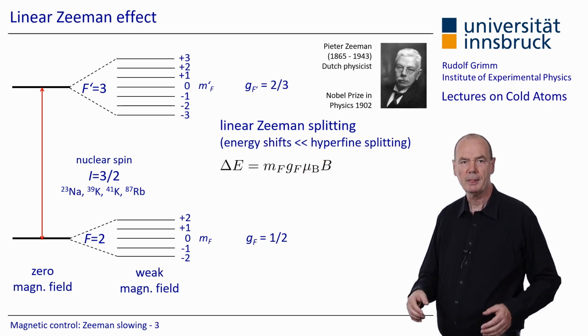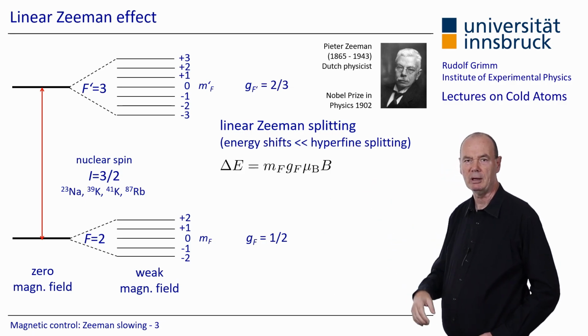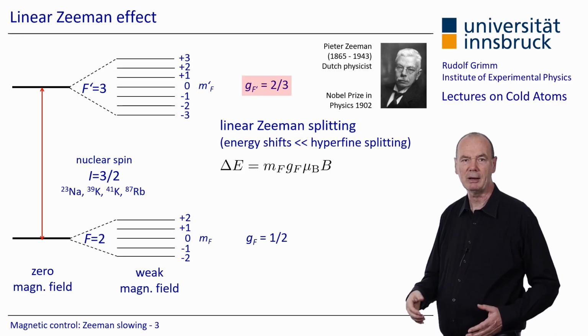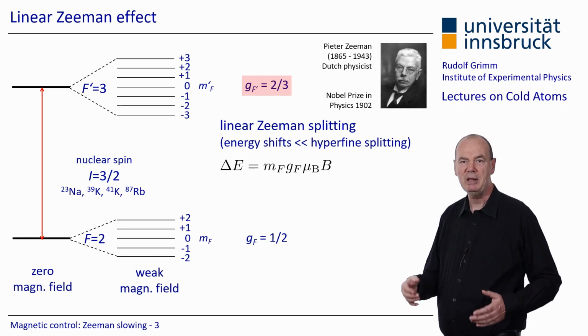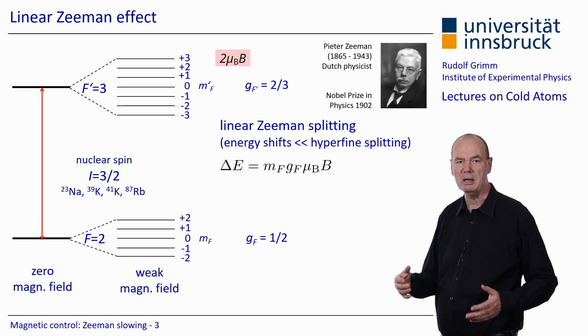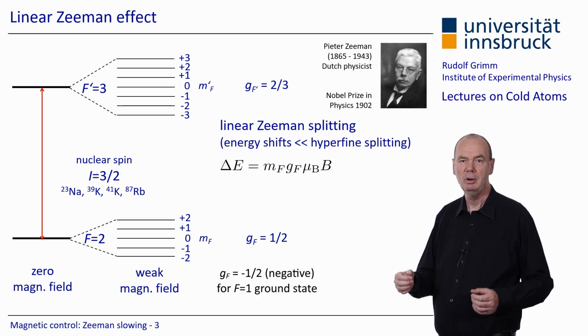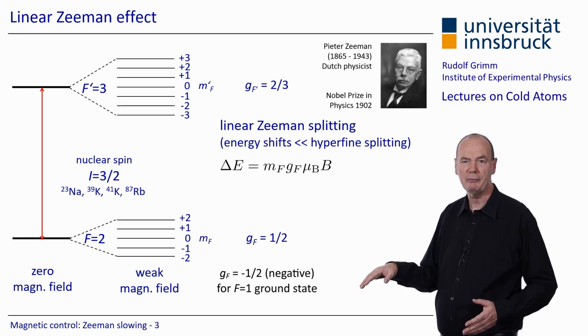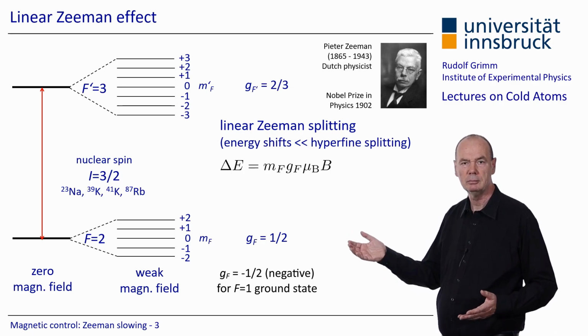In the F prime equals 3 electronically excited state, where the gyromagnetic factor is 2/3, the largest possible shifts appear for MF equals ±3 and amount to twice the magnetic energy, that is 2 mu BB. Note that GF can also be negative. Don't be surprised. This is the case, for example, for the lower hyperfine state with F equals 1, which is not shown in the figure on this slide.